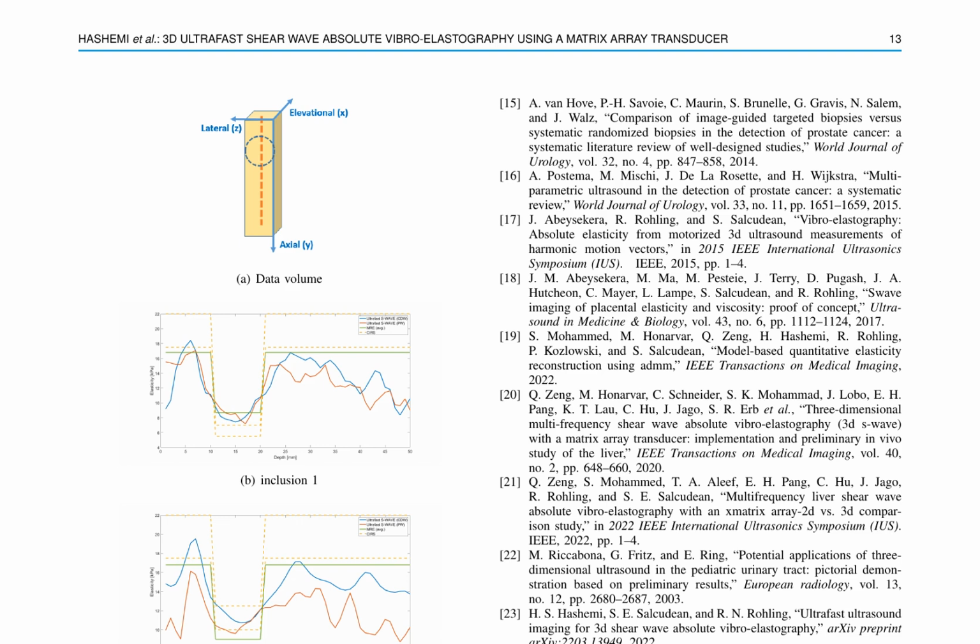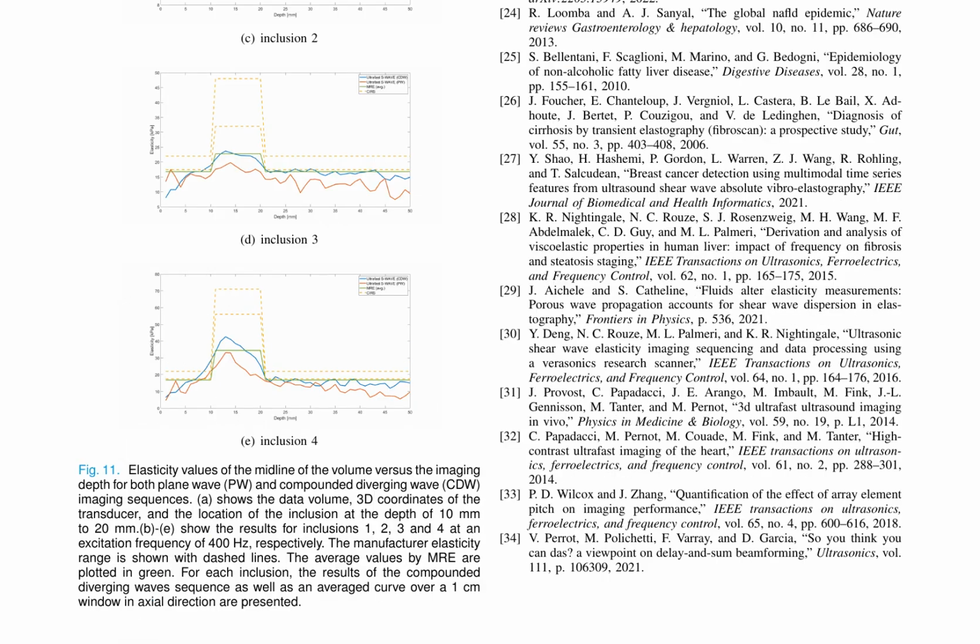The authors detailed their experimental setup, which includes a 3D imaging sequence using a matrix array transducer capable of producing high-frequency shear waves. They also describe the post-processing techniques used to analyze the data, including the application of a Gaussian filter and a least squares fitting algorithm to estimate the shear wave speed.